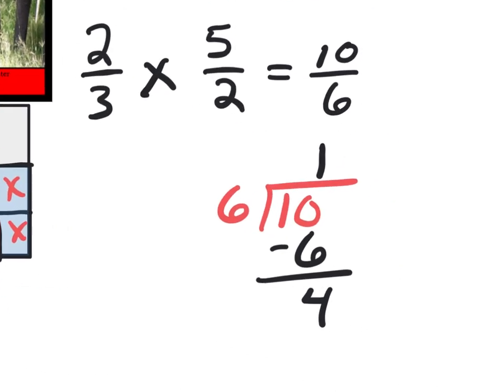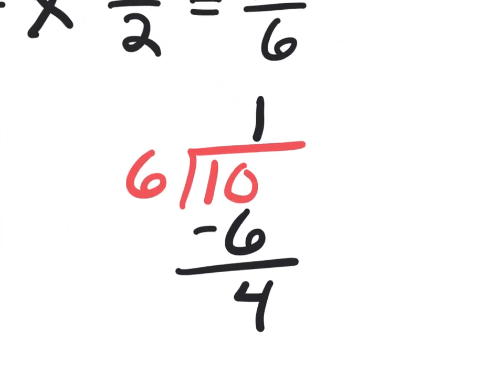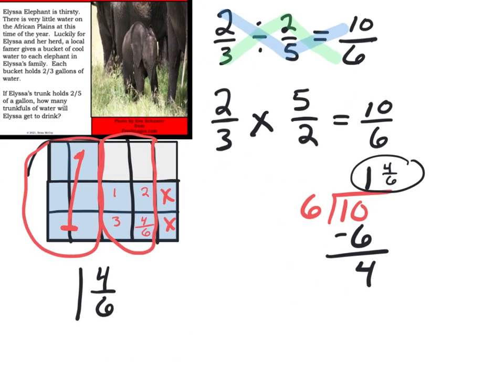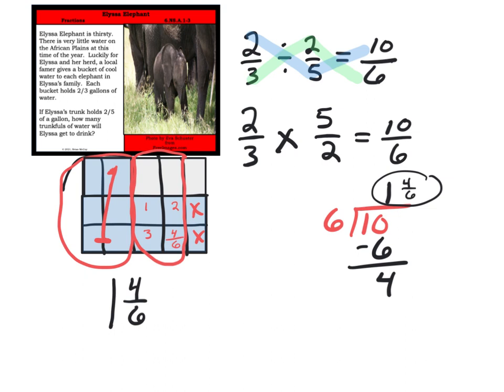Now, your remainder becomes your numerator. So I'm going to put the 4 right up here as my numerator. And then your divisor becomes your denominator. So you get 1 and 4/6 right there. And as you see, that agrees with our mathematical model right there. And that, my friends, is your answer.